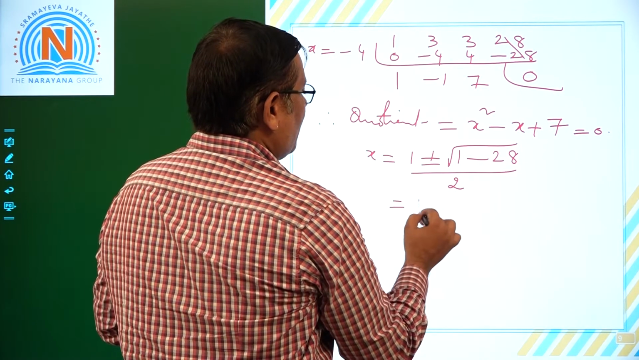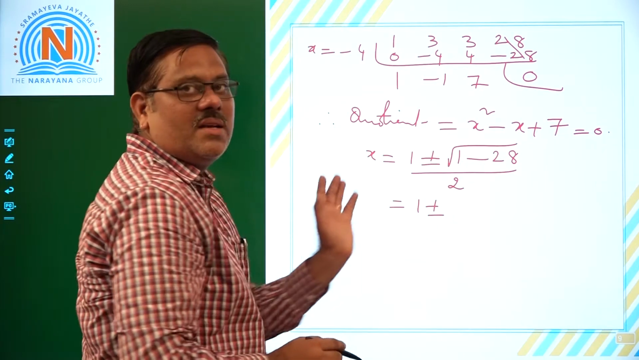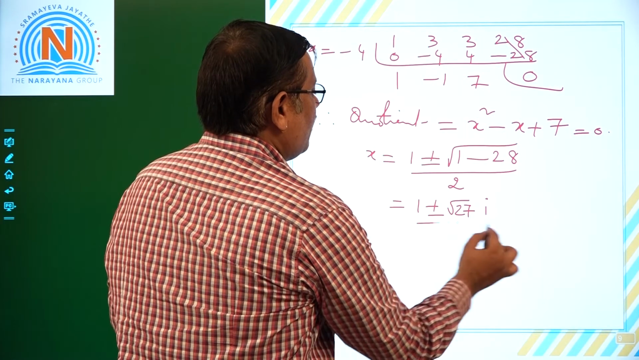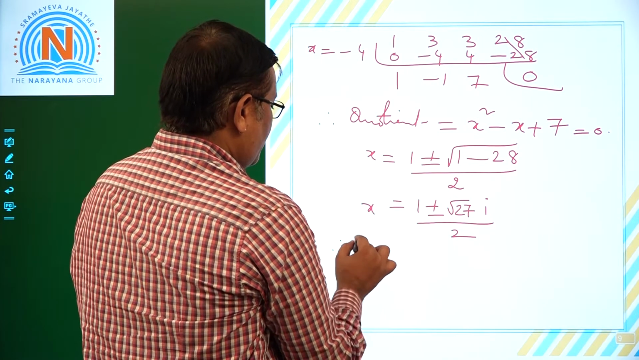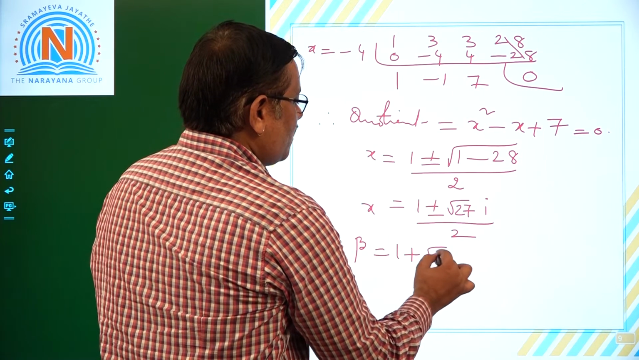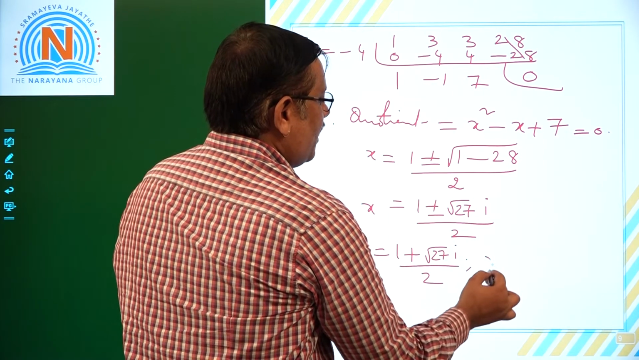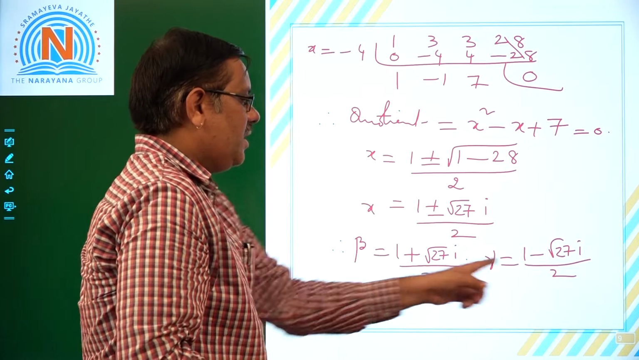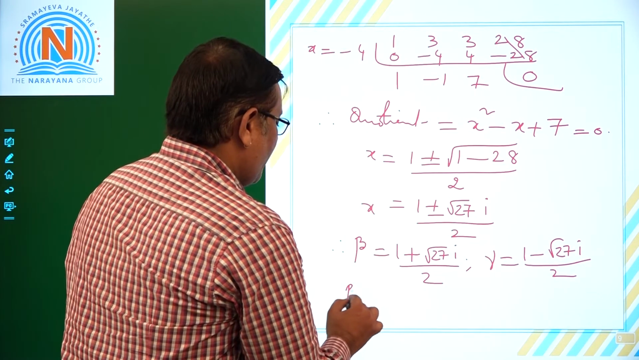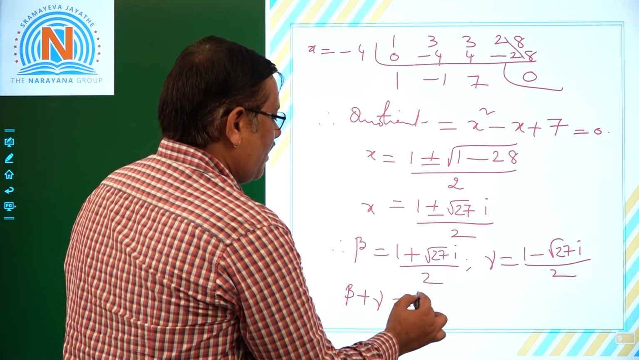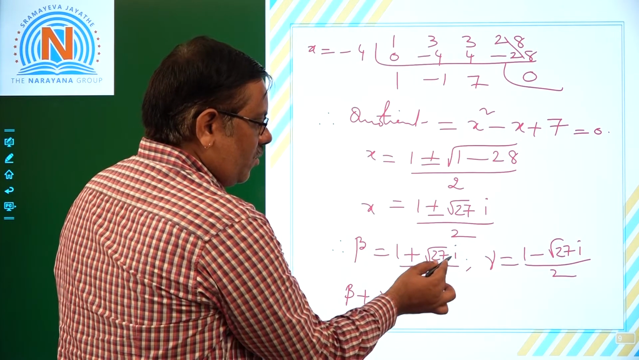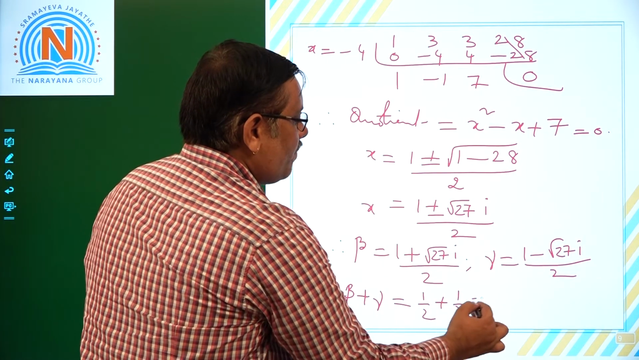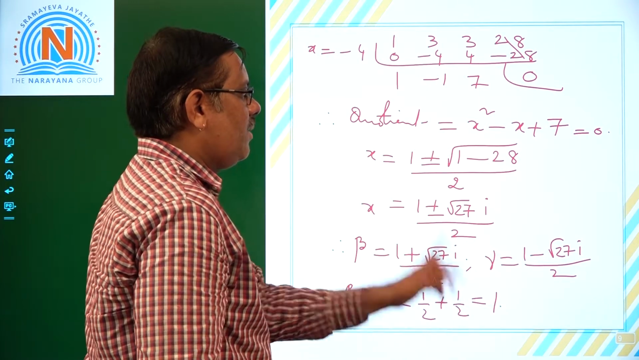That is nothing but 1 plus or minus under root 1 minus 28, that means minus 27, root over minus 27. That is nothing but root 27 i by 2. That is x. Therefore, let us take beta as 1 plus root 27 i by 2, next gamma as 1 minus root 27 i by 2. Plus as beta, minus as gamma. Now, let us try to find out beta plus gamma value. What is beta plus gamma? 1 by 2 plus root 27 by 2 i plus 1 by 2 minus root 27 by 2 i. Nothing but 1 by 2 plus 1 by 2 will remain. That is 1. So, beta plus gamma value is 1.